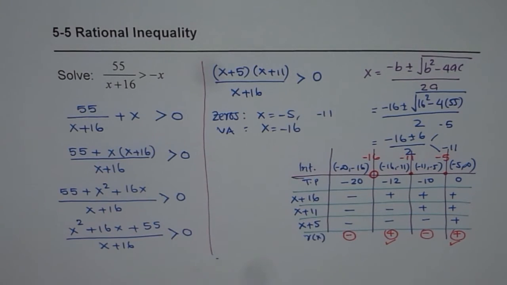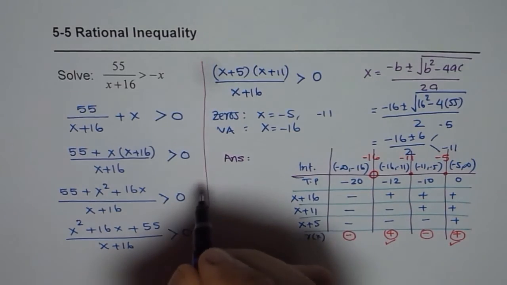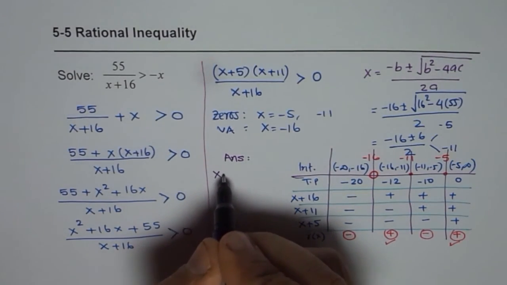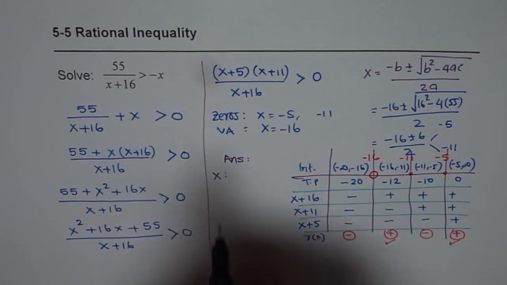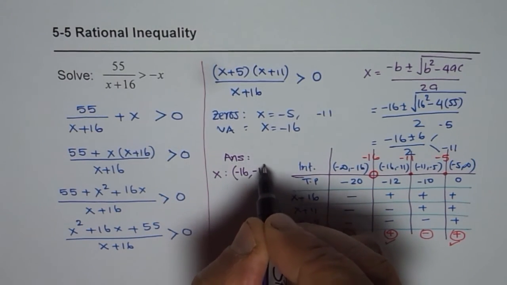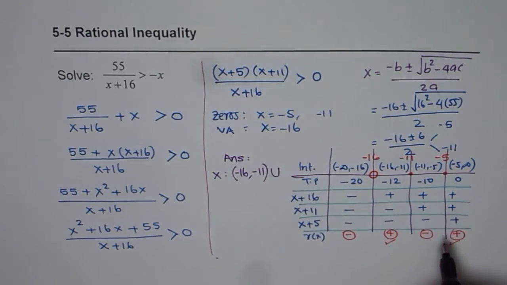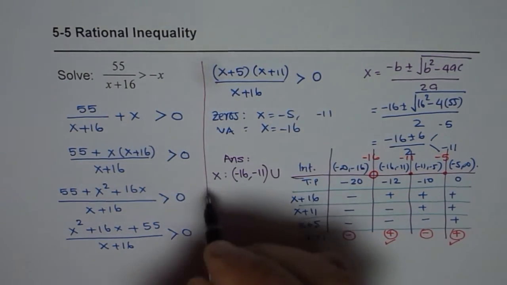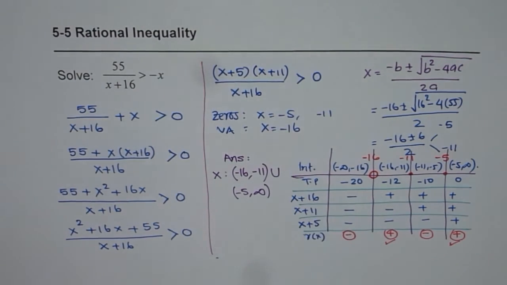And we can write down our answer as that x is within the interval. This one is from minus 16 to minus 11. So we can write minus 16 to minus 11. None of them is included. Union minus 5 to infinity. So that is the answer for this inequality.